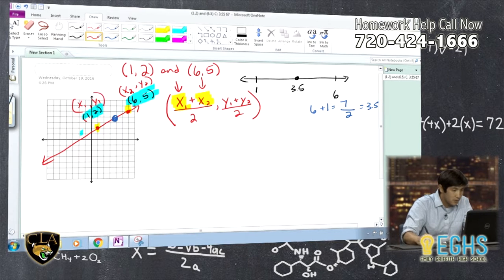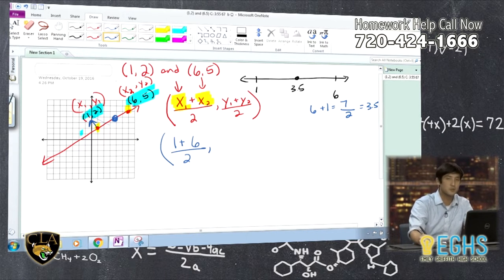And again, all you're really doing is thinking about what is the average of the x-coordinates. So if I know that my x sub 1 is 1 right here, then I'm going to say 1 plus my second coordinate, which is 6, divided by 2. You could leave it in this form. And then we do the same thing.